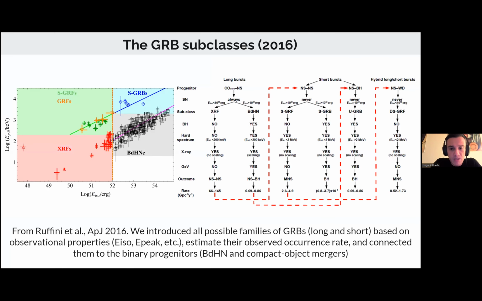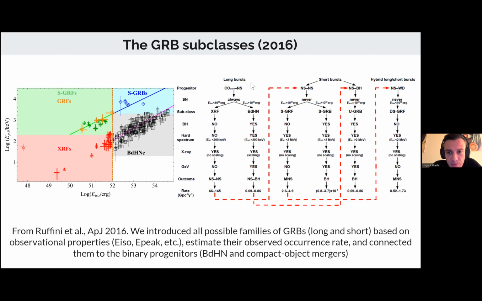And so this ended with this paper where we classify GRBs. I don't speak about short GRBs here because they are widely accepted to come from mergers of neutron star binaries or neutron star black hole binaries.